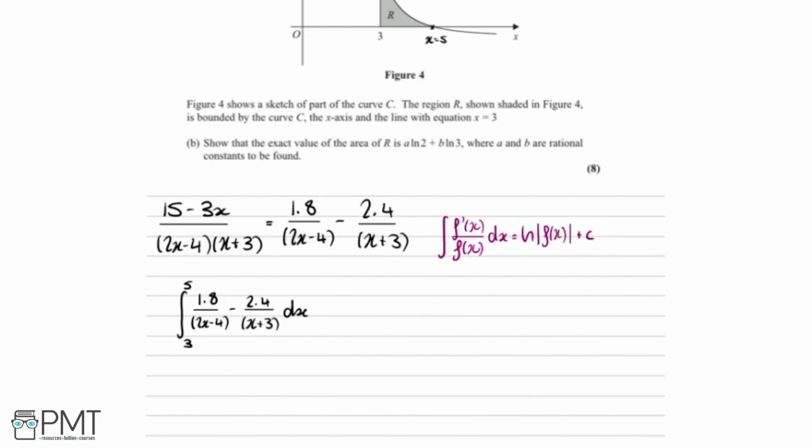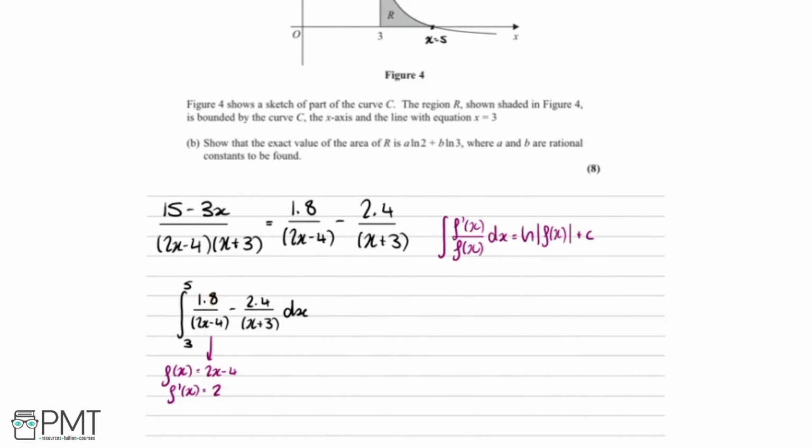Now we can use this rule up here for integrating both these terms. For example, for this one here, if we say f of x equals the denominator, so 2x minus 4, f dash of x, when we differentiate it, will just be 2. Now, we see we've got 2 here, we've got 1.8 here. However, that's not too much of an issue. We can work around that.